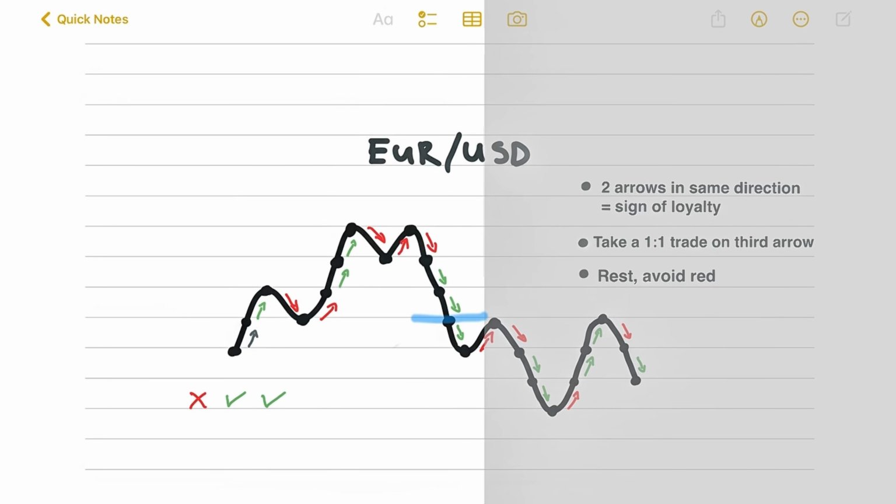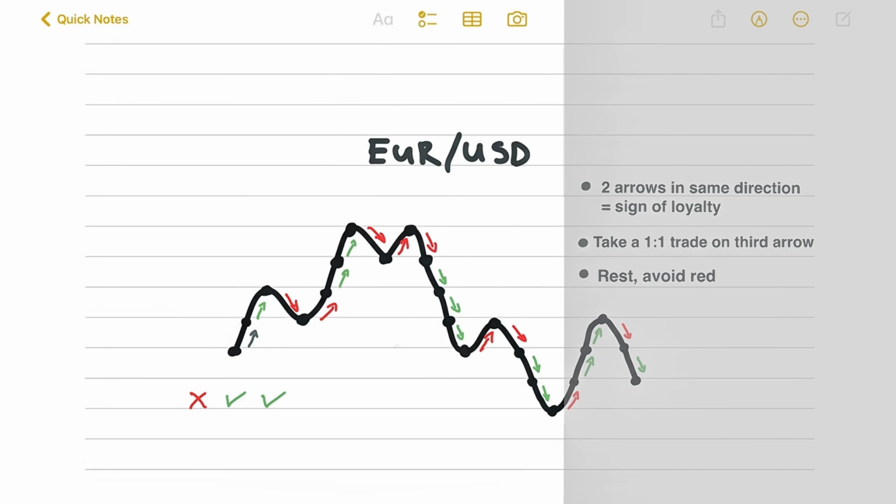So we can take another trade here. As you can see, we have two arrows in the same direction. It's actually even more than two arrows in the same direction. So we are for sure in the phase of loyalty. But we don't take a trade here because remember the third rule, rest and avoid red. So we're going to wait for the market to rest first, then we can look for more trades.